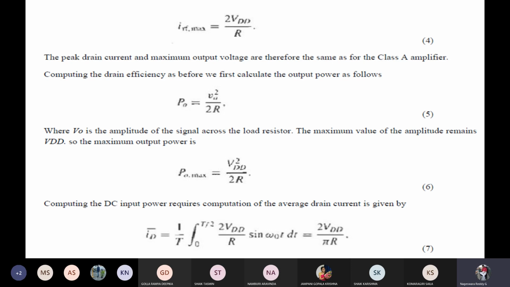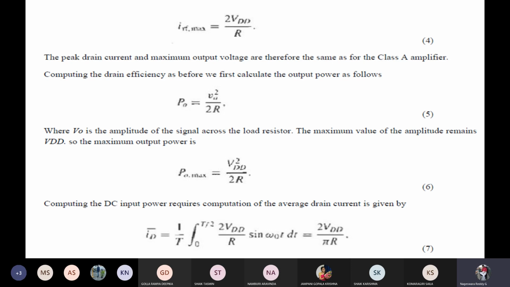So computing the DC input power requires computation of the average drain current. So to calculate the DC input power, we have to find out the average drain current. So what is the average drain current? The average drain current of class B amplifier is ID is equal to 1 by T integral 0 to T of 2 VDD by R sin omega naught T dt. After the simplification of the average drain current, you can get the value as 2 VDD by pi R.